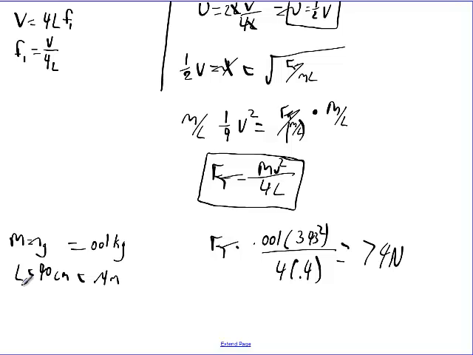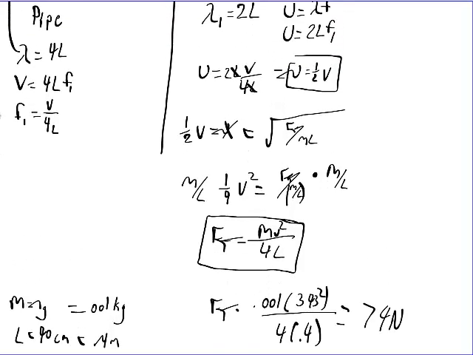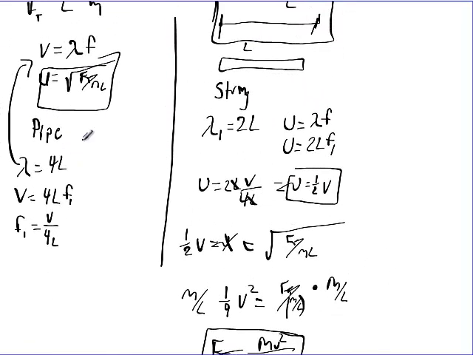A little bit weird that you had 2 different speeds, but you have to remember the speed of a wave depends on the medium it's moving through. This wave in a pipe is moving through air, the velocity is 343. This wave is moving through a string, and that velocity is a little bit different.